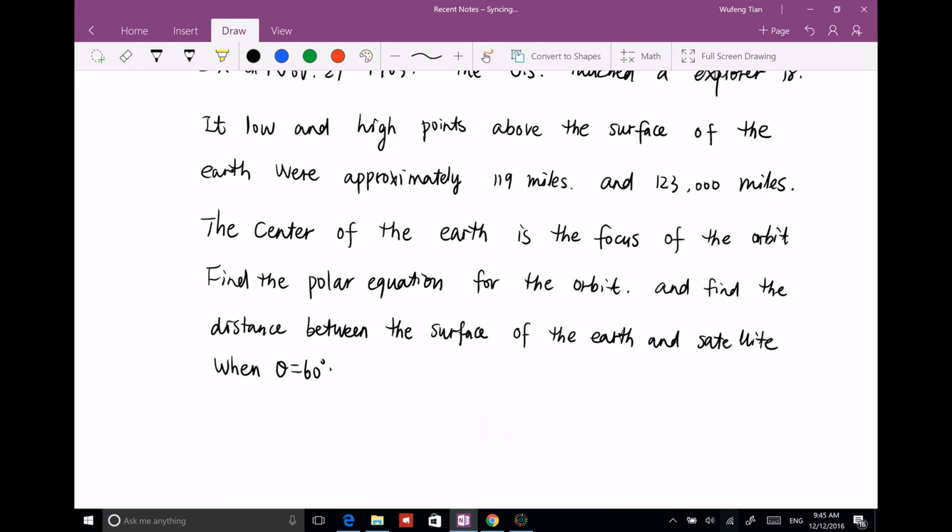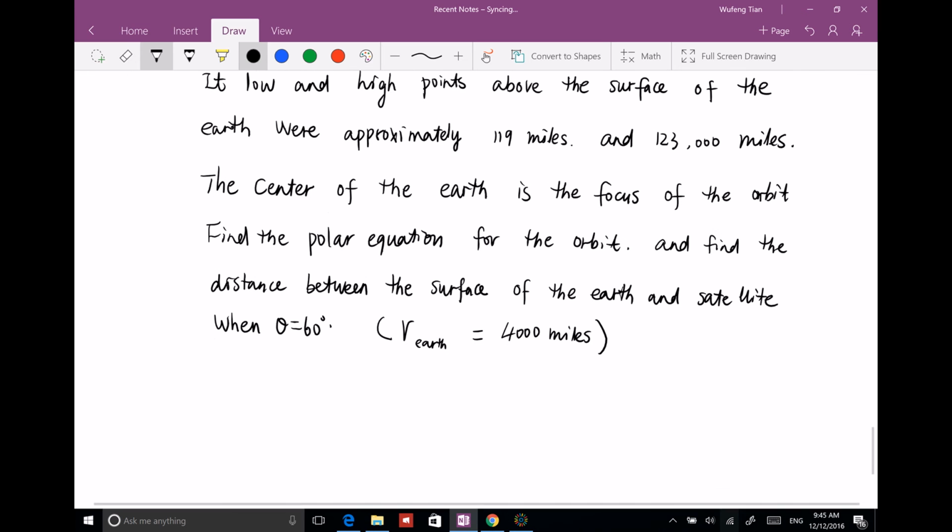And the radius of the Earth is... does anyone know the radius of the Earth? 4,000 miles. Okay. And then the solution.